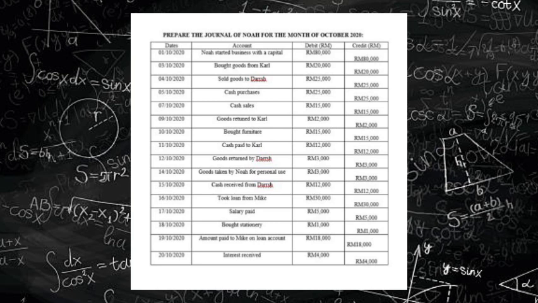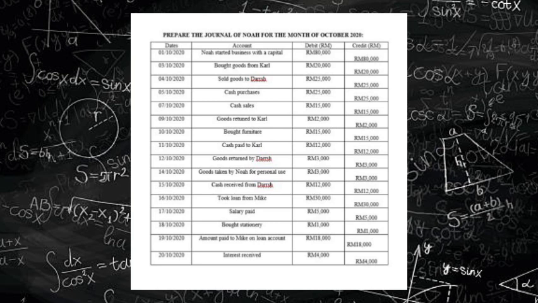On 1 October 2020, Noah started business with a capital of 80,000 ringgit Malaysia. After that, on 3 October, Noah bought goods from Cult on credit for 20,000 ringgit Malaysia. On 4 October, Noah sold goods to Darsh for 25,000 ringgit Malaysia. On 5 October, Noah made cash purchases of 25,000 ringgit Malaysia. Besides that, on 7 October, Noah made a cash sale of 15,000 ringgit Malaysia.